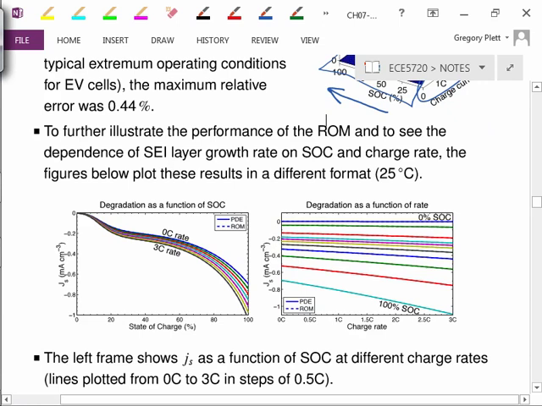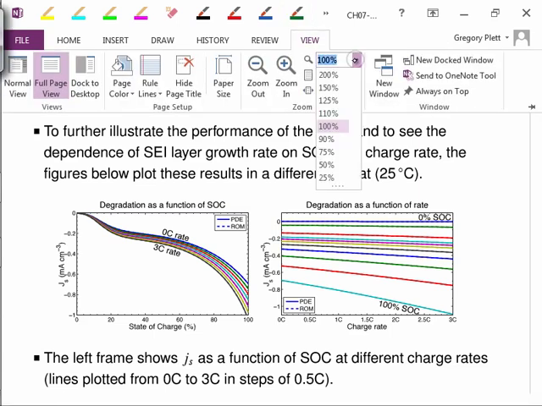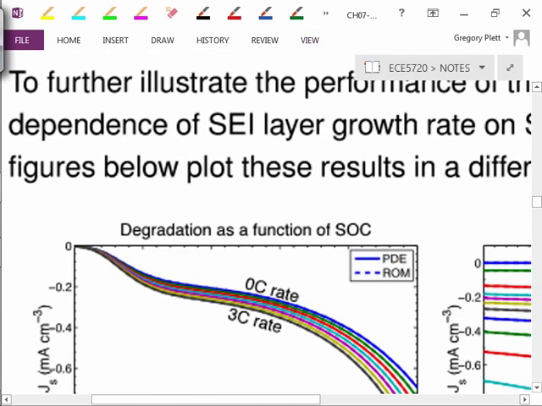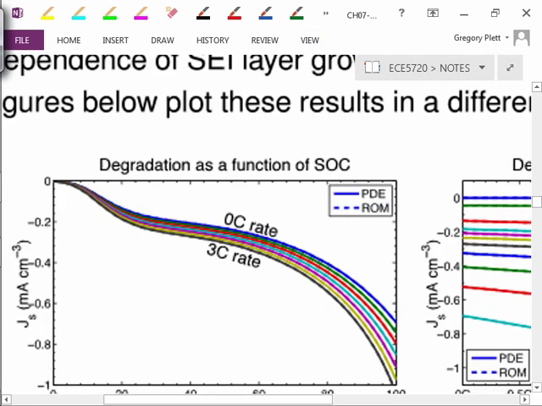We can also look at the comparison between full order model and reduced order model in these pictures here. And I'm afraid that at this zoom level it's not going to be possible to see, maybe not even then. Hopefully you can zoom in on your notes if we can't see it here. I can't even see it here.